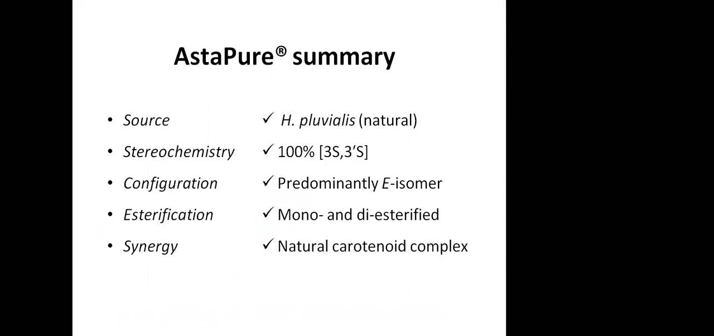Okay, so in terms of all the complex scientific chemistry parts of the astaxanthin story, ours fits all the bits. So we tick all the boxes. Our source is natural. Our stereochemistry is 100% 3S3S. Our configuration is the E isomer, the straight isomer. We are esterified to fatty acids, predominantly monoesterified, and we have a lovely synergy. We have a natural carotenoid complex. So it's all of these 5 things brought together that really make a difference to how well astaxanthin works within the body.